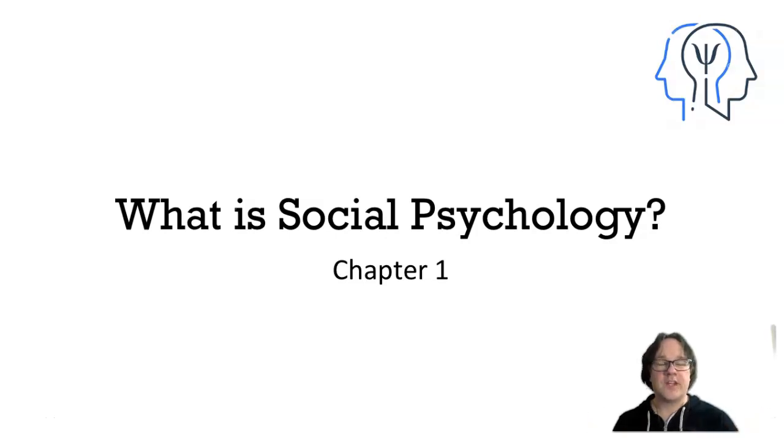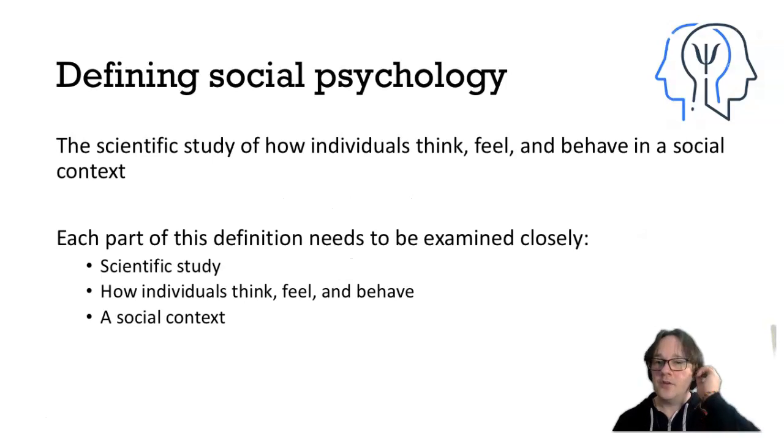What is social psychology? So, good question. Well, after reading chapter 1 and after this lecture, hopefully you'll have a better understanding of what is involved in social psychology and some of the history, how it came about as a field or subfield within psychology. So your textbook defines social psychology as the scientific study of how individuals think, feel, and behave in a social context. And that's a pretty decent definition, pretty comprehensive.